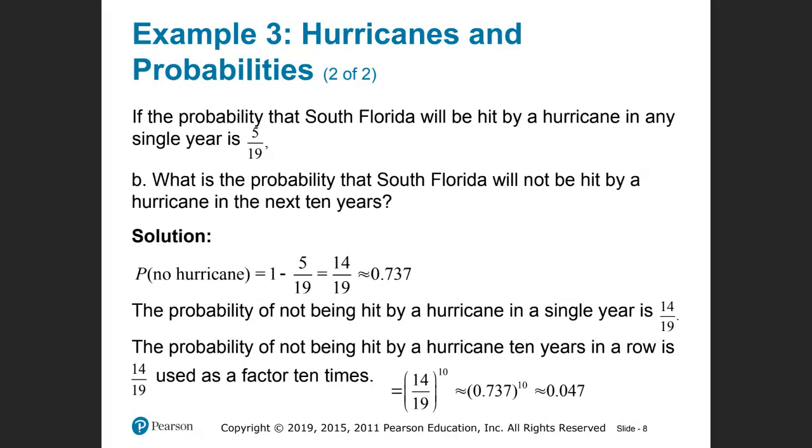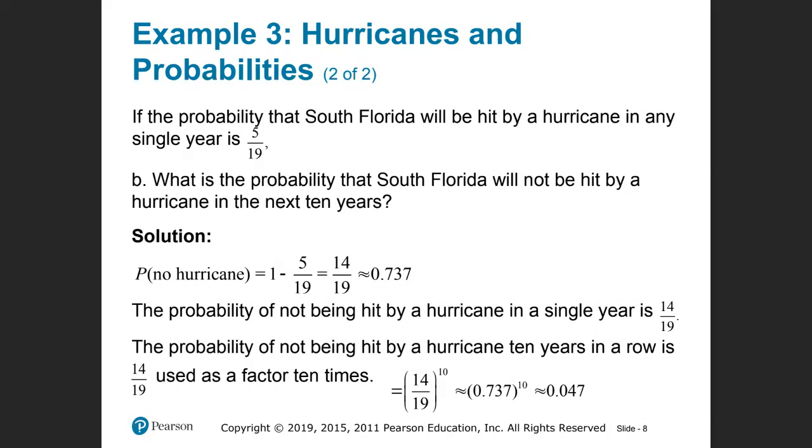Using the same data, now we want to find the probability that South Florida will not be hit by a hurricane in the next 10 years. So the probability of no hurricane would be 1 minus 5/19. Remember, we studied that in an earlier section. You take the 5/19 from 1. This would be 14/19, or changing it to a decimal, approximately 0.737.